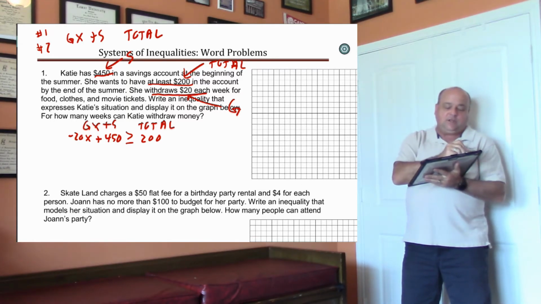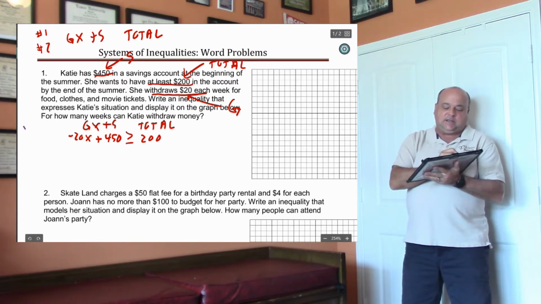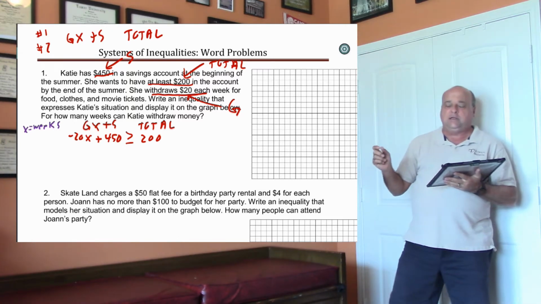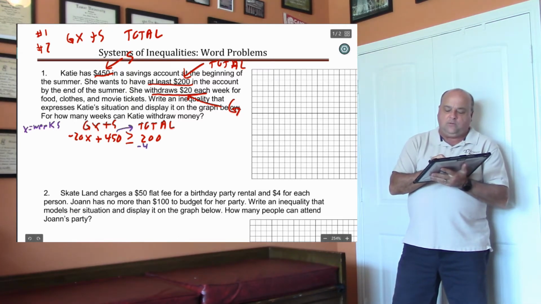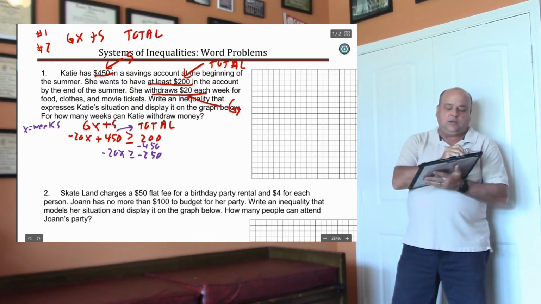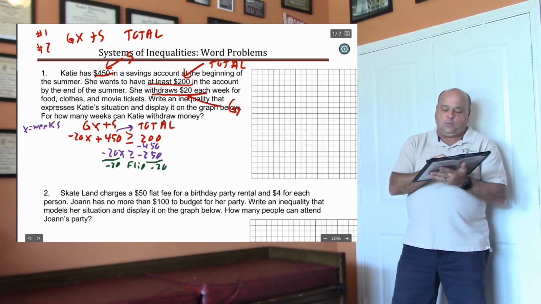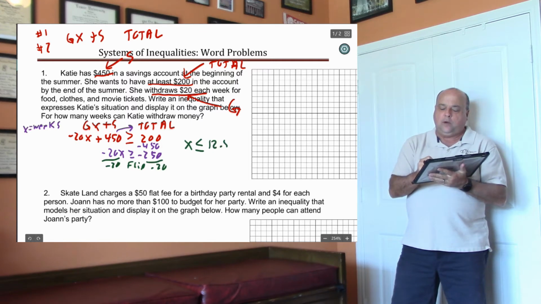Now let's solve this for x, and x is going to equal the weeks, right? How many weeks can we spend money and still have above 200 bucks? So we're going to move the 450 over. So we'll have negative 20x greater than or equal to negative 250. Now we'll divide by the negative 20, and when we divide by a negative, we flip. So we end up with x less than or equal to 12.5.